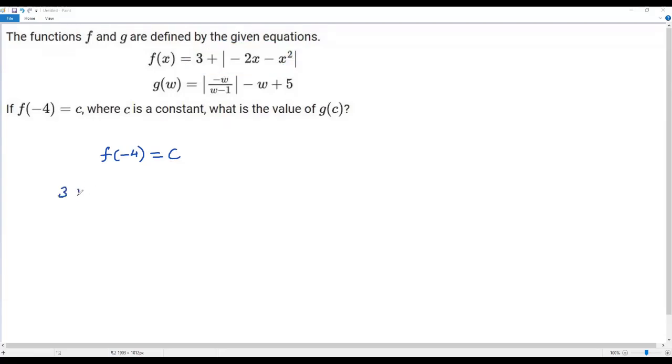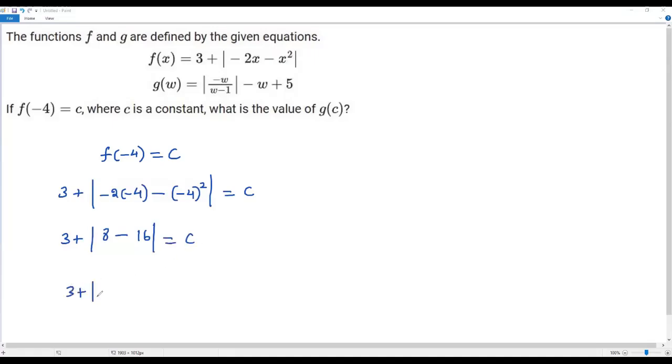Then I'm getting 3 plus absolute value of negative 2 times negative 4, minus negative 4 the whole squared, equals c. Okay, 3 plus absolute value of negative 2 times negative 4 will become positive 8, minus. The evaluation of negative 4 the whole squared is just 16, because whenever we take an even exponent of a negative value, it becomes positive. That is positive 16, but there is already a negative sign, so I'm getting negative 16.